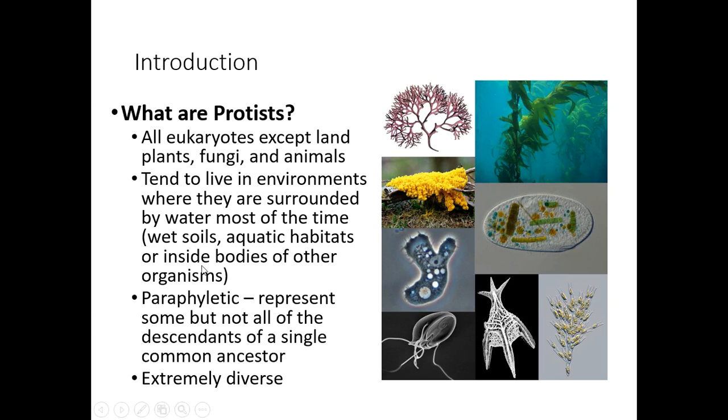These organisms are paraphyletic, so that means that protists are going to represent some, but not all of the descendants of a common ancestor. So when we look at the evolutionary tree of a protist, we're going to see that there's branching patterns for these protists that diverge away from where we see other organisms. So in a monophyletic group, all of the descendants would share the common ancestor, right? That's not the case in protists. So that's why we see a whole lot of diversity here. And these are, again, extremely diverse organisms.